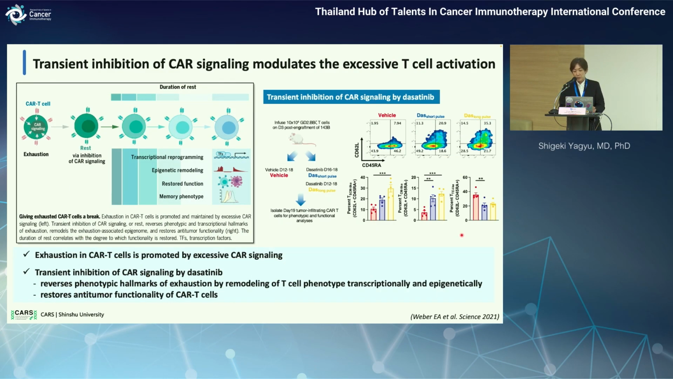So indeed, the transient inhibition of CAR signaling can modulate the excessive T cell activation. In this paper, the researchers used dasatinib instead of trametinib to modify the T cell activation. And they clearly showed that the exhaustion in CAR T cells is promoted by excessive CAR signaling, and the transient inhibition of CAR signaling by dasatinib reverses the phenotypic hallmarks of exhaustion by remodeling transcriptionally or epigenetically, and that restores the anti-tumor functionality of CAR T cells.